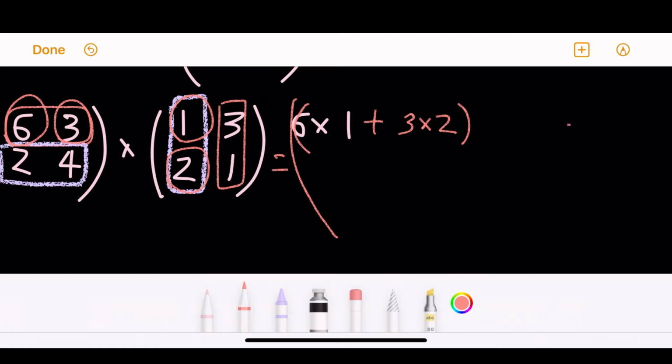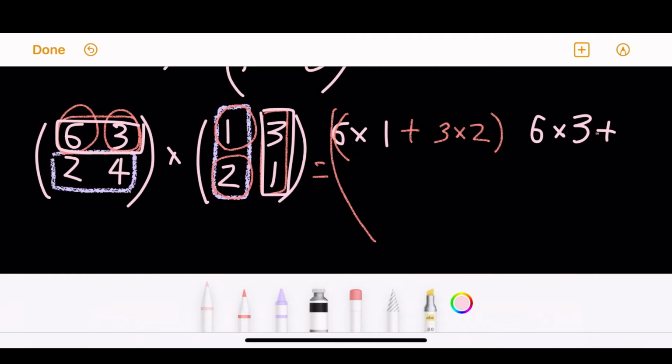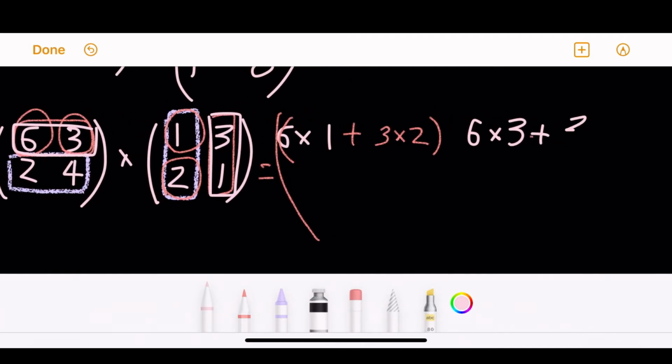Second value will be somewhere here, and that value would be this first row by the second column. So it's 6 multiplied by 3 plus 3 multiplied by 1. So this first value multiplied by this first, and then the second multiplied by the second, and we add them together.